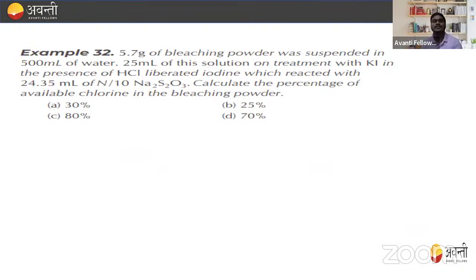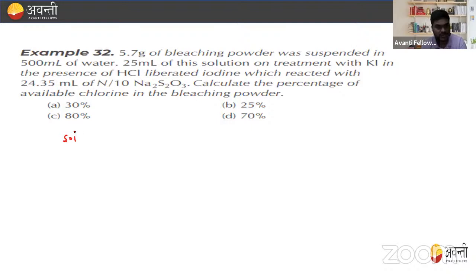So for better understanding, let's do one numerical related to this topic so that you are able to solve such questions, right? So what does the question ask, beta? Basically, 5.7 gram of bleaching powder was suspended in 500 ml of water. Now, 25 ml of this solution on treatment with KI in the presence of HCl liberated iodine, which reacted with 24.35 ml of N by 10 Na2S2O3. Calculate the percentage of available chlorine in the bleaching powder.